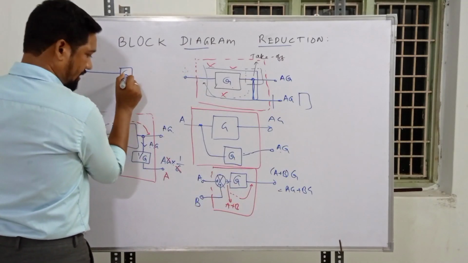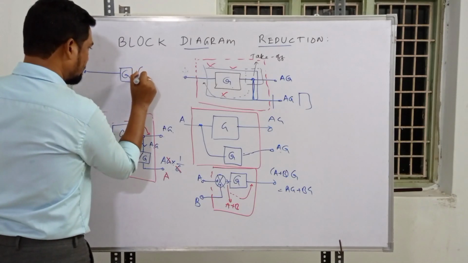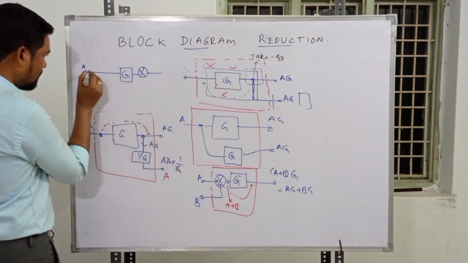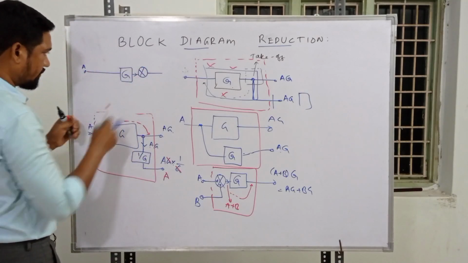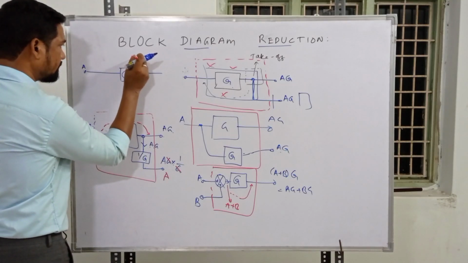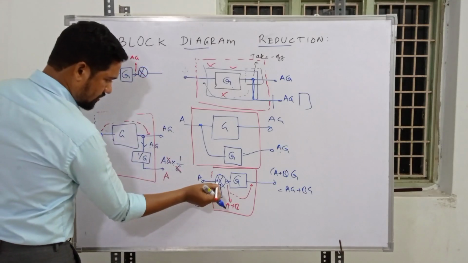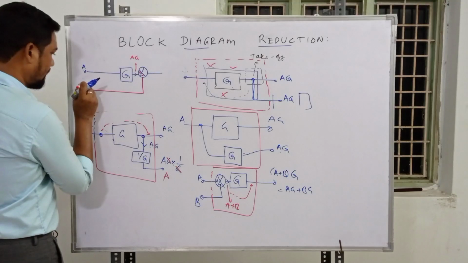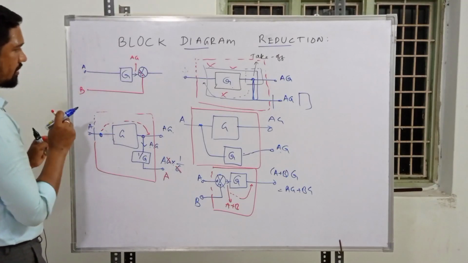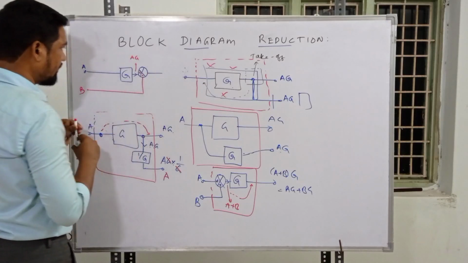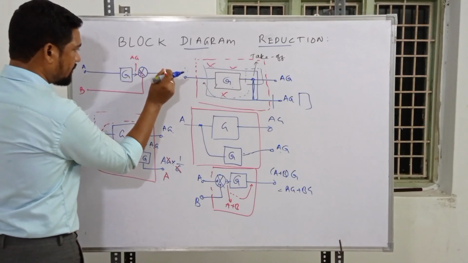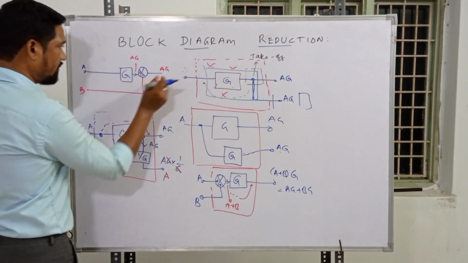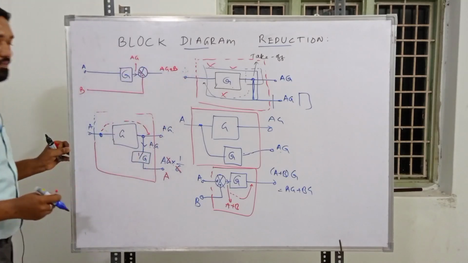So that summing point is taken ahead of the block. If this is the case, what signal do we have over here? It's AG over this point, positive and positive. And what do we have over here? It's B. So finally, what signal do we get over here? It's AG added with simply B.